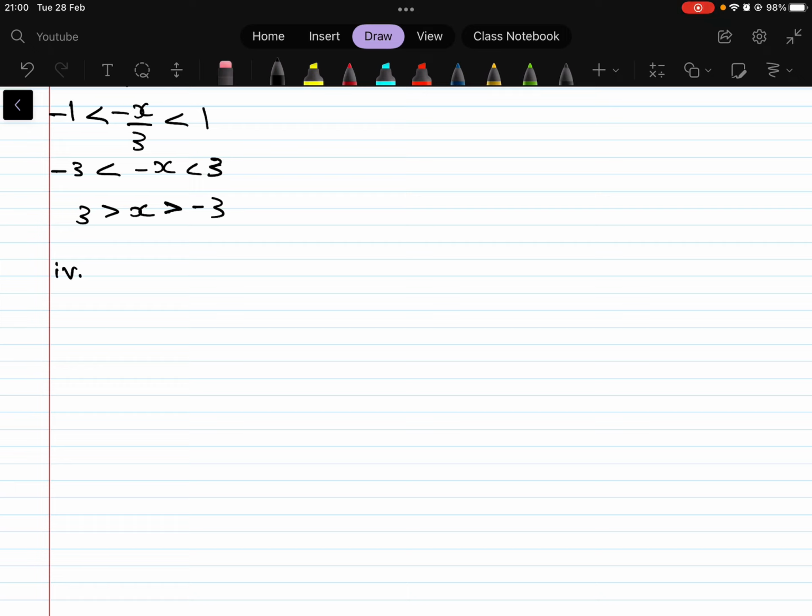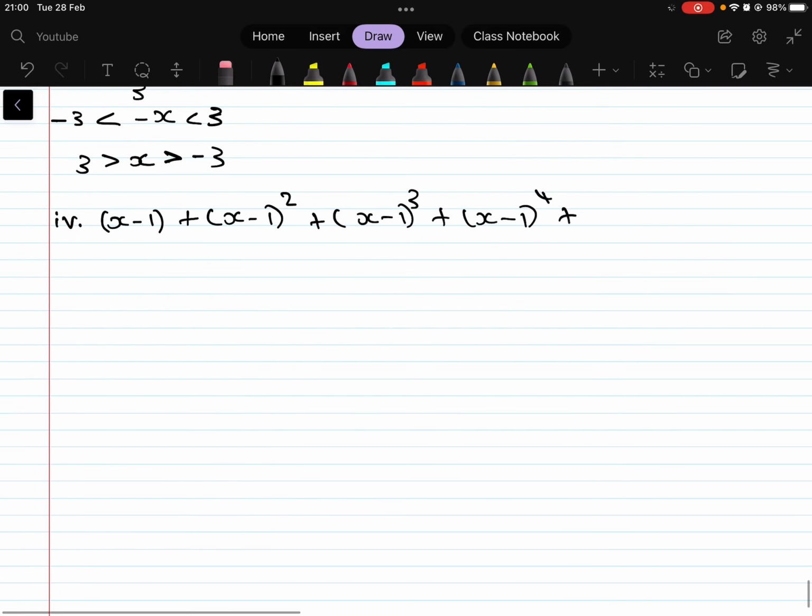We have that. Which other? Now let's just try to make it a bit more interesting. We have the geometric series, like this one: x minus 1 cubed plus x minus 1 to the power 4 plus dot dot dot. So still we're being asked to get the value of x for which the series will converge.